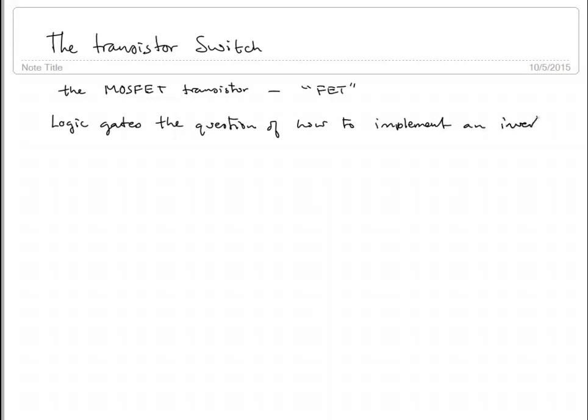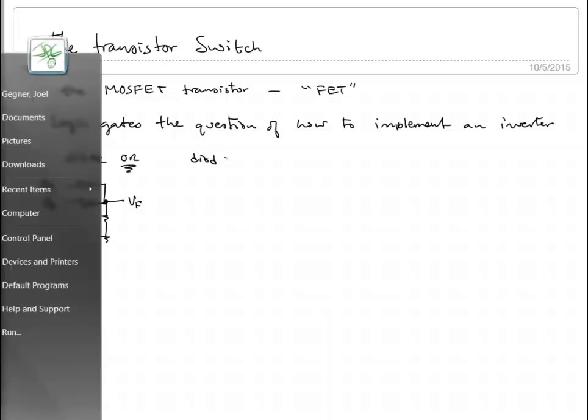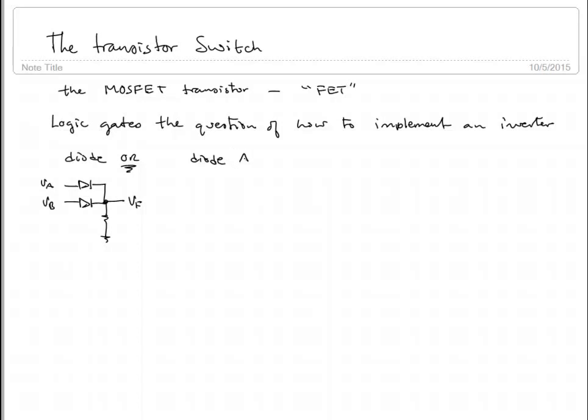So a logic inverter. We'd seen previously that we could implement a diode OR gate by doing something like this, where we might have VA and VB, and here was V out or VF, and we could do a diode AND gate where we have diodes pointing the opposite direction, and we would tie these up to, say, 5 volts.